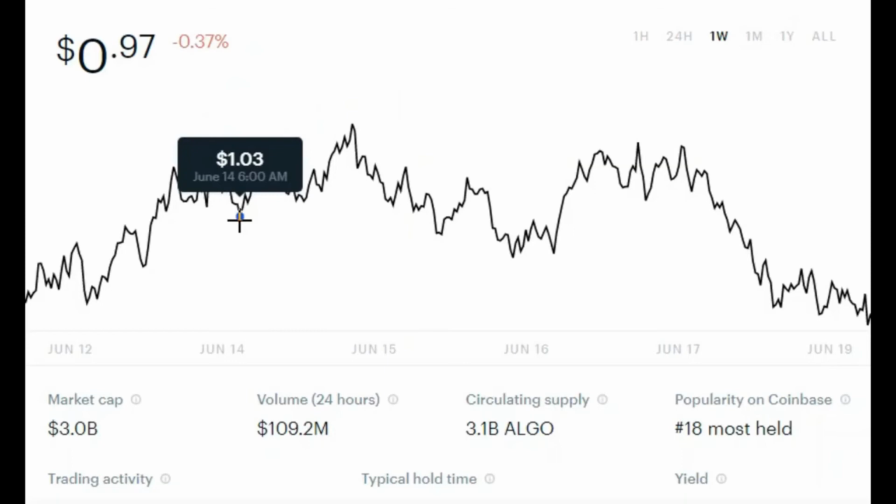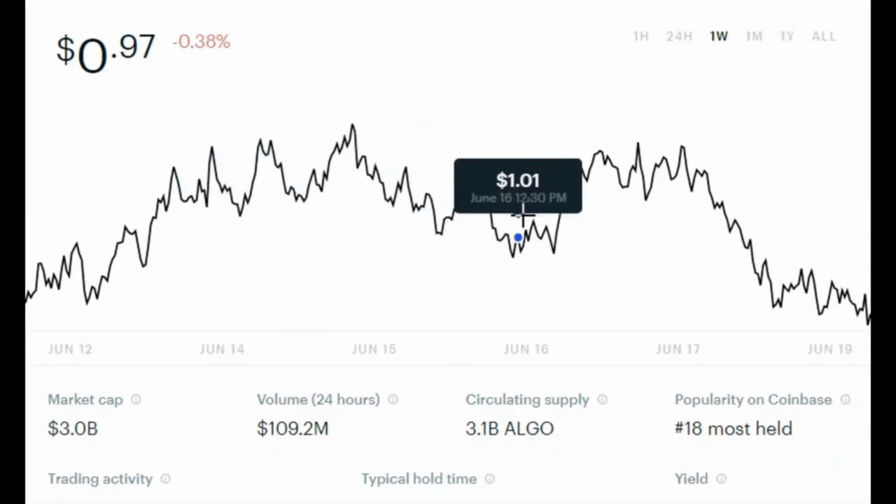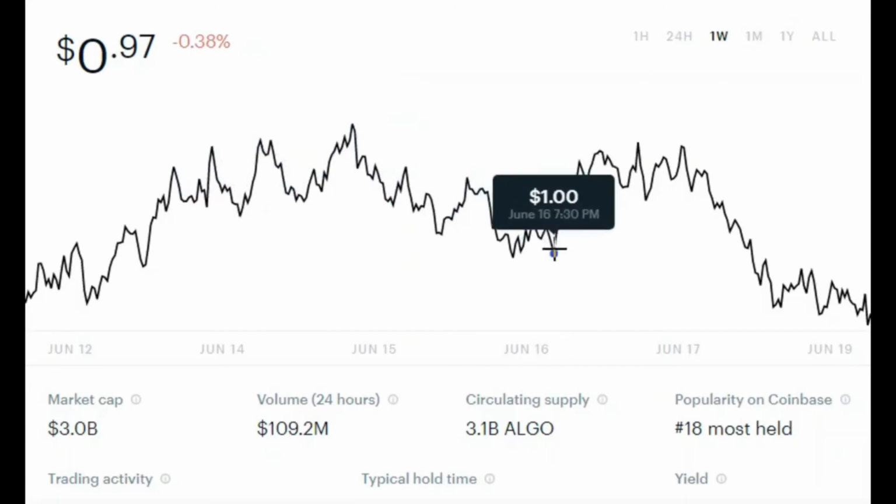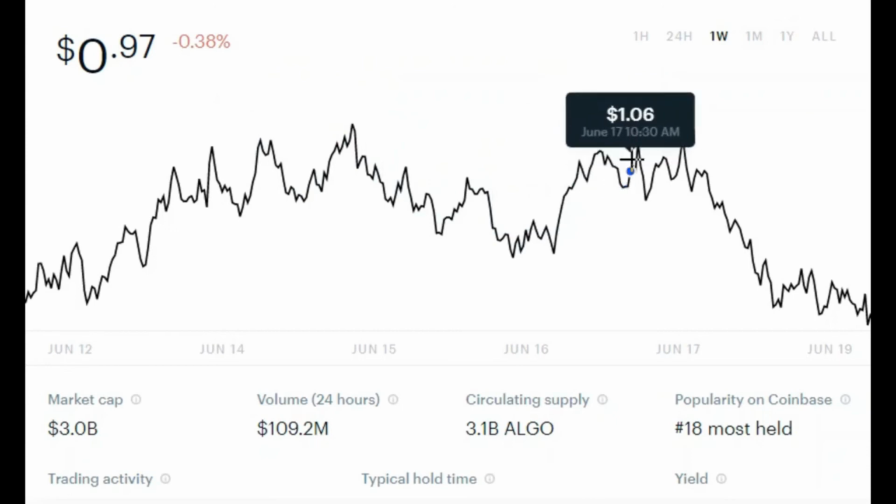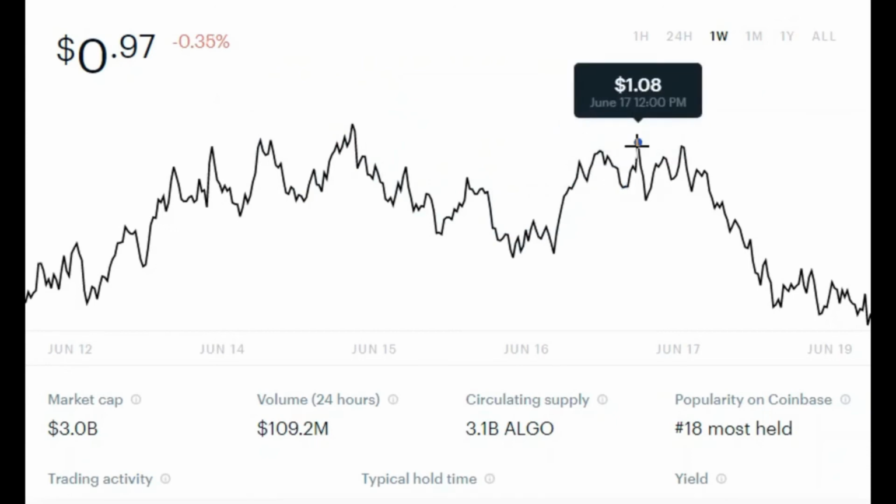Let's take one more. Go down here on June 16th. It's at $1. And if you go to the top here, it goes to $1.08. So it's almost another 10 cents that you can make. So those are where the opportunities are. You have to find these opportunities.